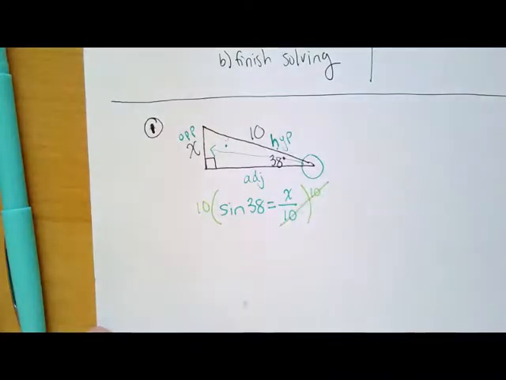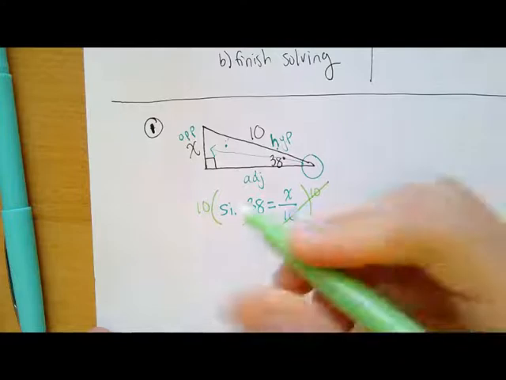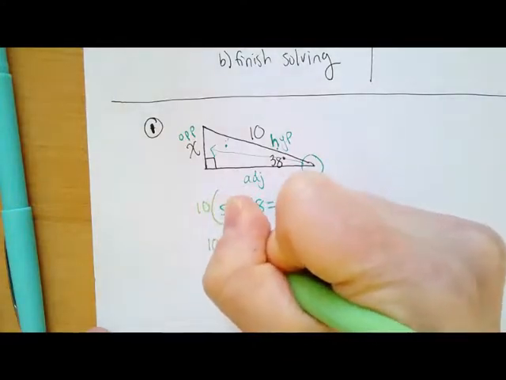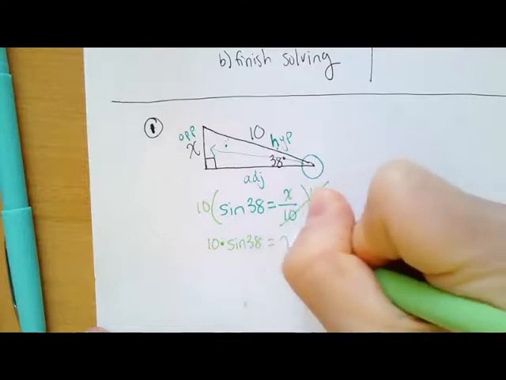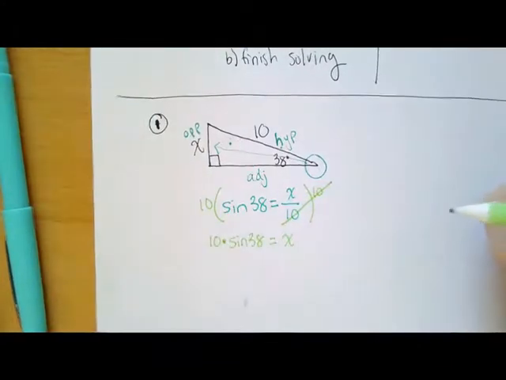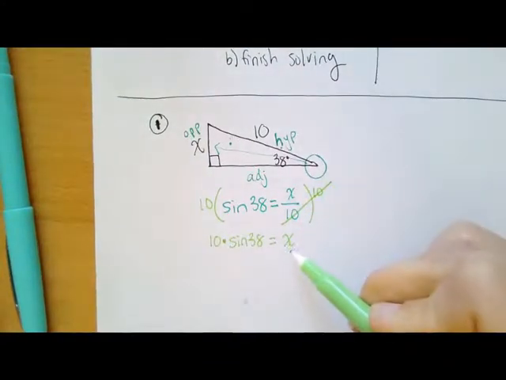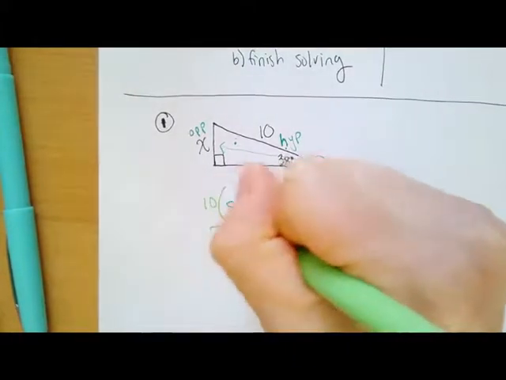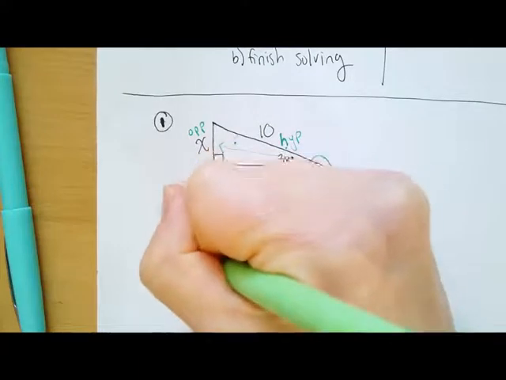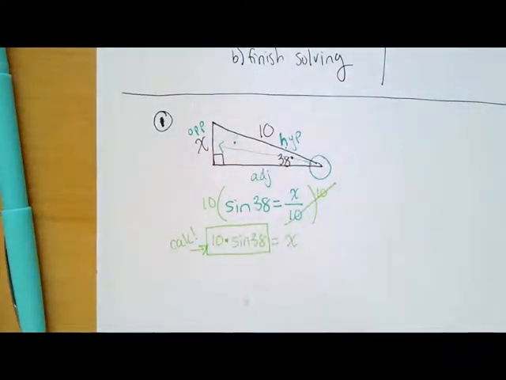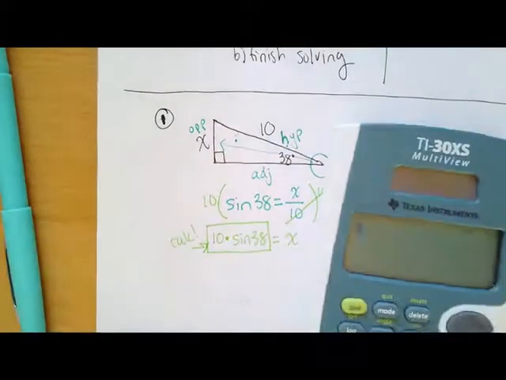So in this problem, it's the opposite that I know, and it's the adjacent side that I need to know. And so I'm looking for the function that uses opposite and adjacent. And looking up at the top, the one that uses opposite and adjacent is tangent. So tan of 48 degrees equals opposite over adjacent.